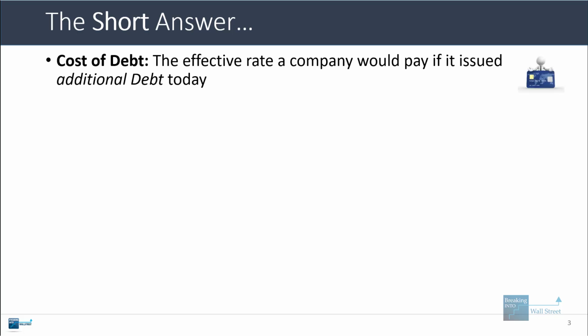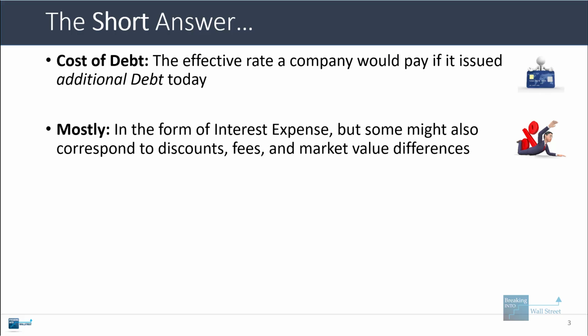The cost of debt is the effective rate a company would pay if it issued additional debt today in the current market environment. Now, most people think about this rate or cost in the form of the interest expense on the debt, and that is a major component, if not the biggest component in almost all cases. But some of the cost or the rate that a company pays could also correspond to discounts that they grant investors, to additional fees, perhaps to some type of early repayment fee, and sometimes also to market value differences.